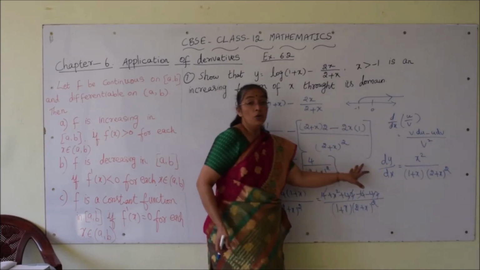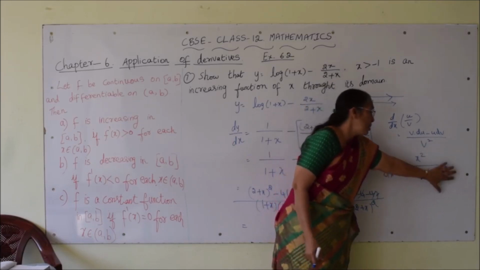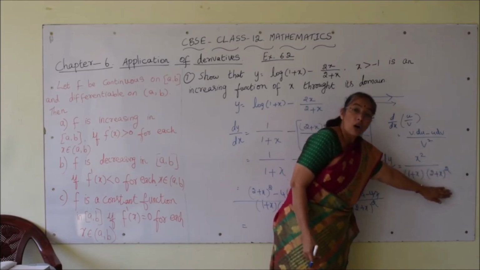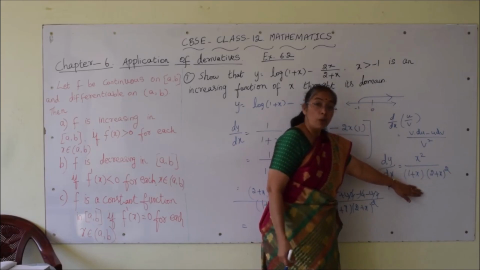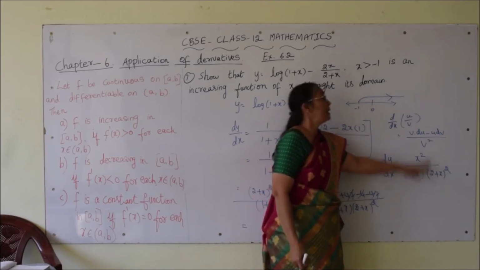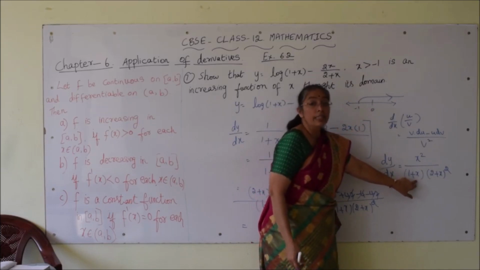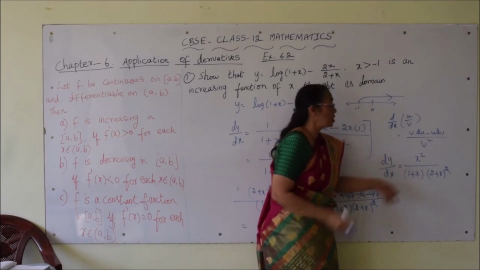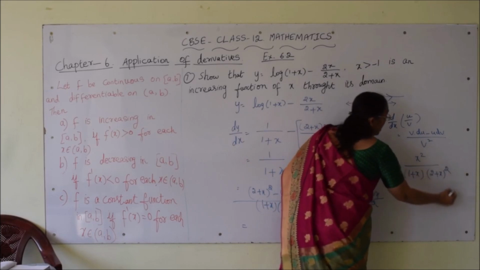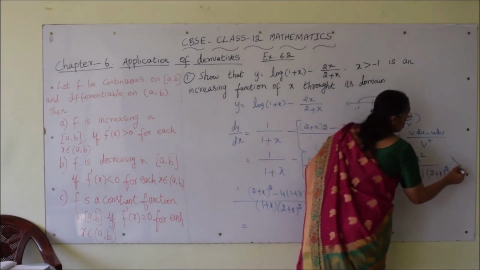Yes. Now, let us observe this one. This is a perfect square, x square, it is always positive, and next (2 plus x) whole square, this is also always positive, and coming to this term it is 1 plus x and our domain is x should be always greater than minus 1. So, for all the values x greater than minus 1, this will be positive. So, we observe that our dy by dx or first derivative of the given function is always positive.